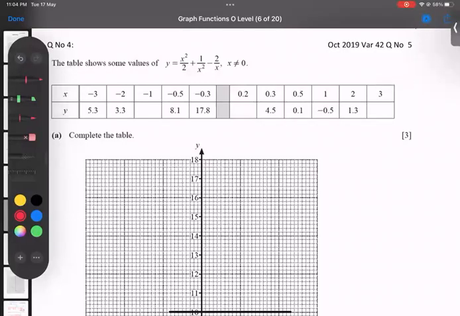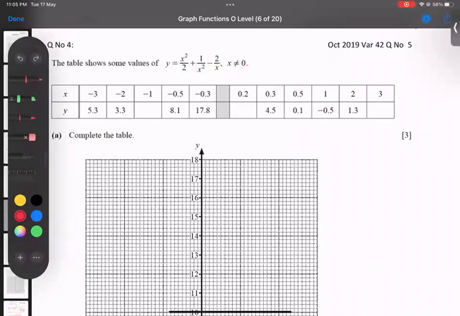This is a paper we have, October 19. You can see variant 42 and question number 5. The x is not equal to 0, so it means this blackish area, this graph will join, but you will not join these 2 points. I repeat my words: you join these 2 points, all join each other, but we can't join these 2 points. Logically very clear, because he said that x equal to 0 is not acceptable. When you put 0 in the place of x, you get a math error. Math error means undefined, no answer.